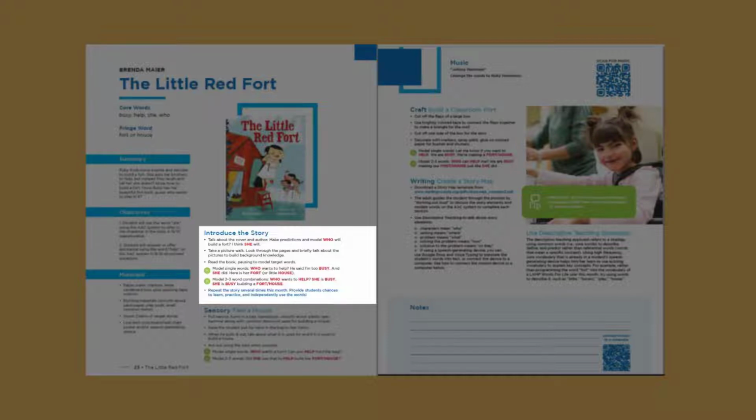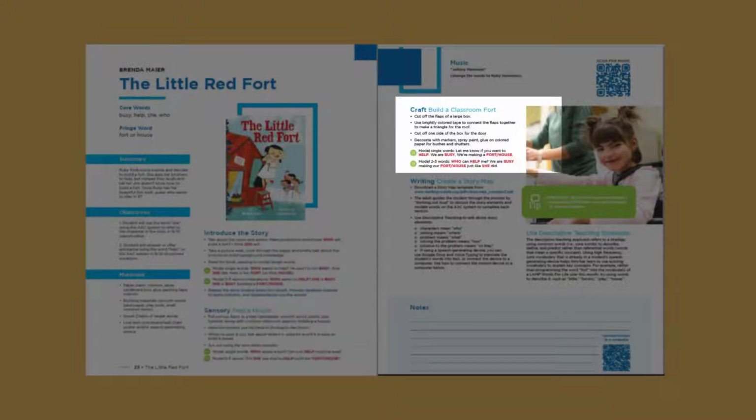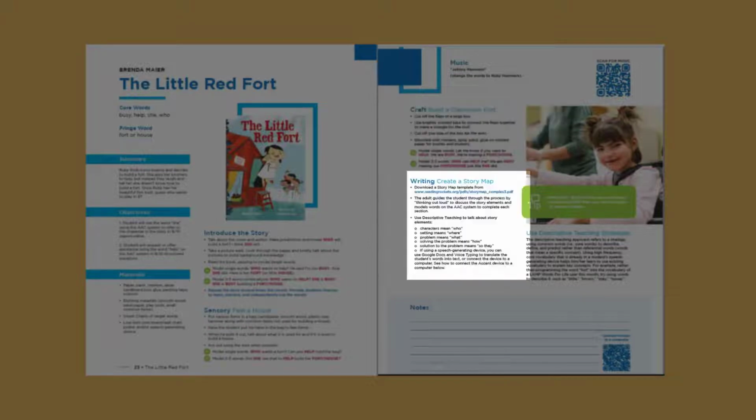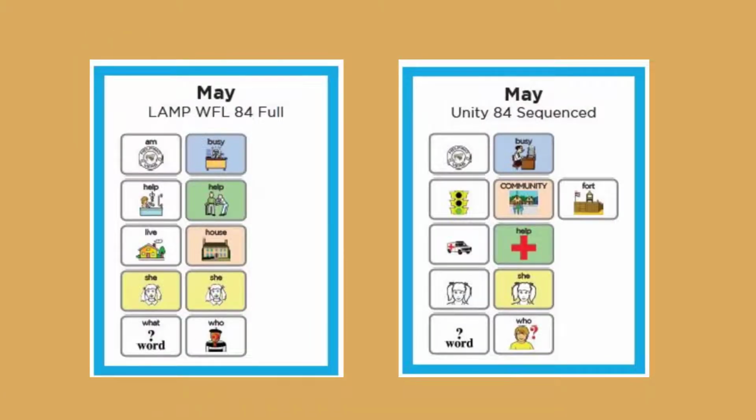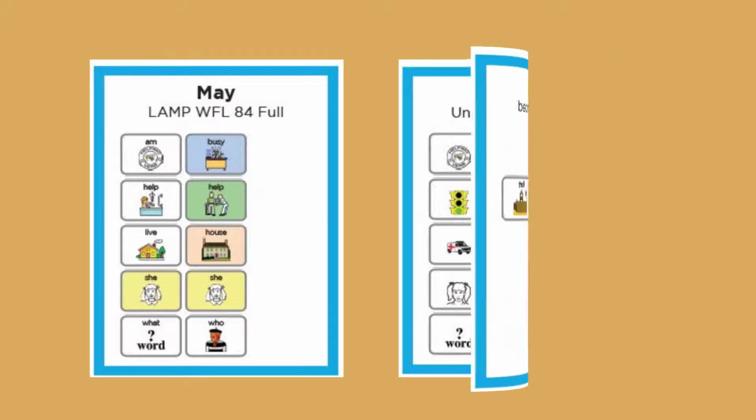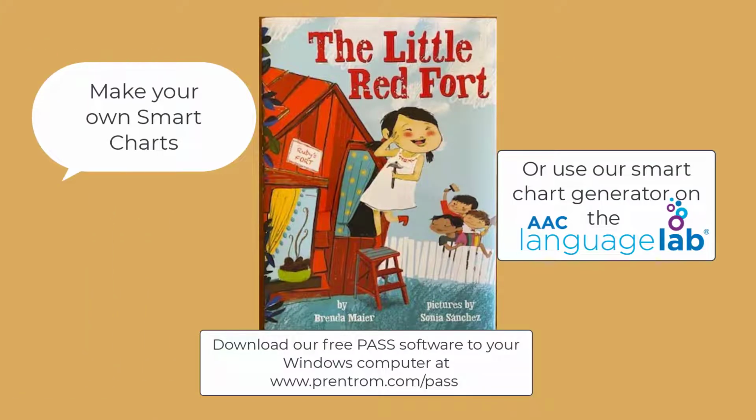You'll find additional activities for sensory, craft, motor, writing, and music. You'll also find smart charts for Lampboards for Life 84 Full and Unity 84 Sequenced. You can use these when you're reading the story. If you need a different language configuration, feel free to use our free PASS software to make your own smart charts, or use our new Smart Chart generator on the AAC Language Lab.